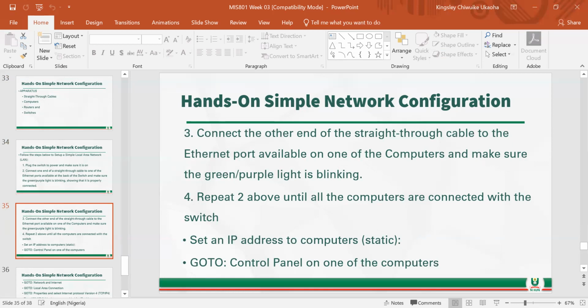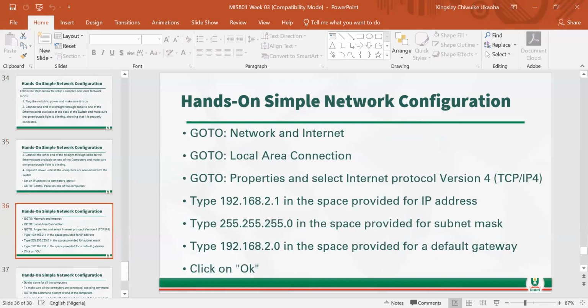Go to control panel on one of the computers. From there, go to network and internet, go to local area connection. Properties, then select Internet Protocol version 4, TCP/IPv4. Type 192.168.2.1. That is the space provided for IP address.